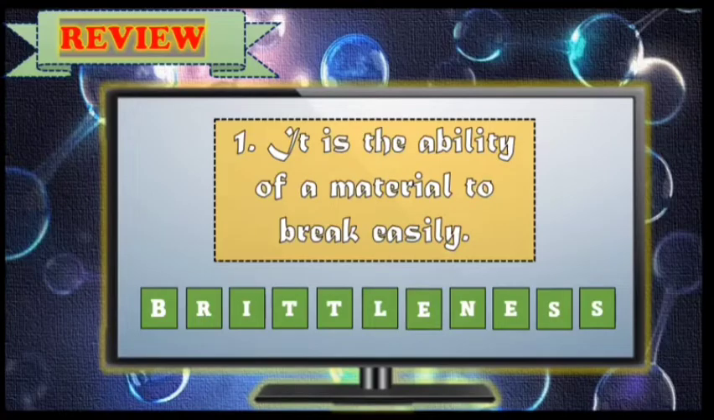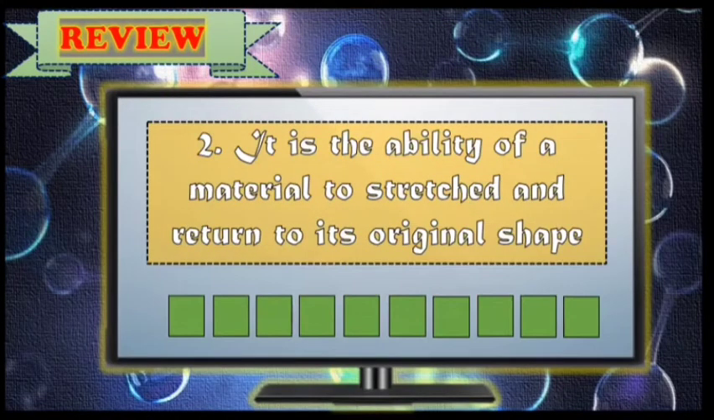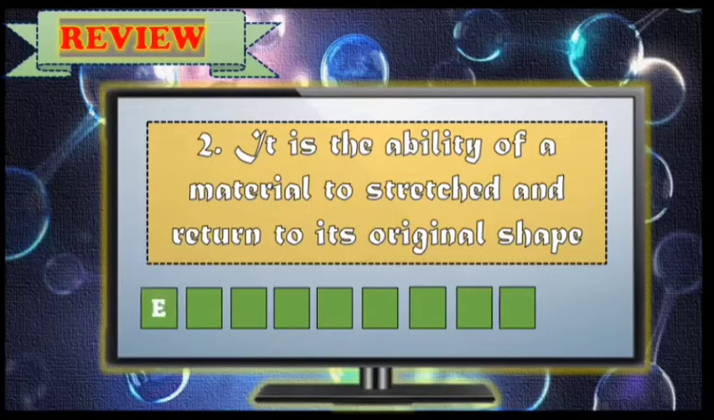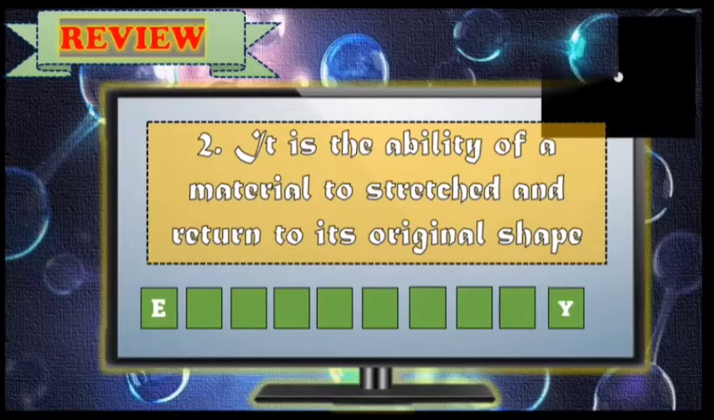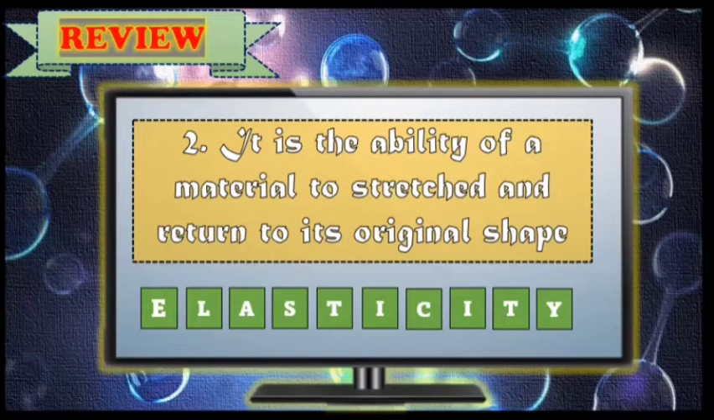Let's proceed now to item number 2. It is the ability of a material to stretch and return to its original shape. It has 10 letters. It starts with letter E and ends with letter Y. Can you identify the word? Very good. That is elasticity.